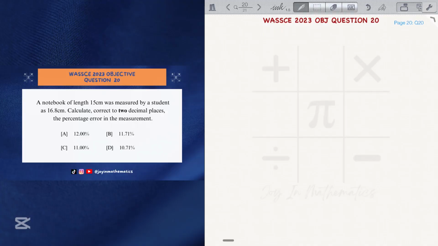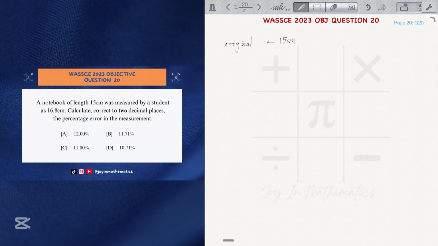WAEC 2023 objective question 20. The question says that a notebook of length 15 centimeters was measured by a student as 16.8 centimeters. We are to calculate, correct to 2 decimal places, the percentage error in the measurement. So let's write what we have. We are given that the original length of the notebook is 15 centimeters.